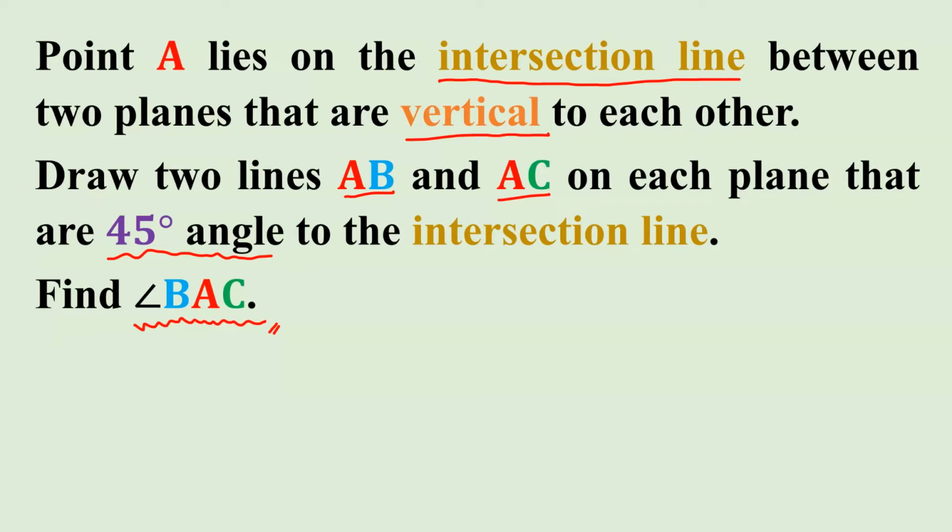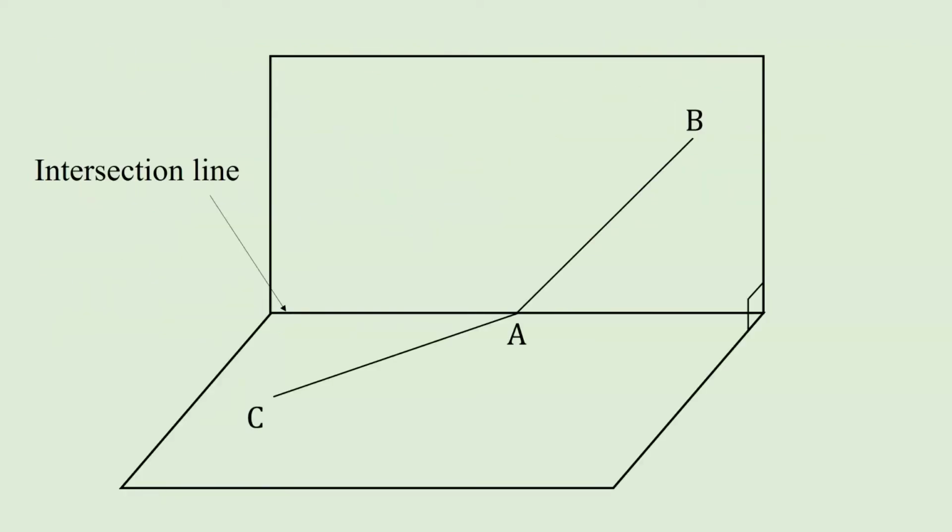Okay, first we have to visualize this problem. So let's get on to that. Now here are two planes that are vertical to each other, and we have an intersection line here, and we have point A on the intersection line, and we have line AB on this plane and line AC on this plane. So first, let D be the foot of perpendicular from point B to the intersection line, and similarly, let E be the foot of perpendicular from C to the intersection line.